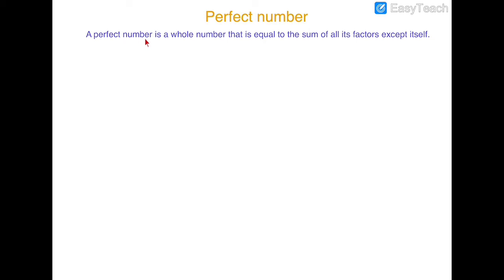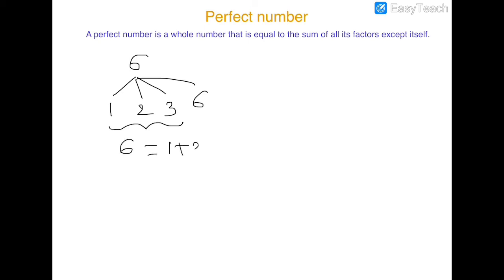Perfect number. A perfect number is a whole number that is equal to the sum of all its factors except itself. You can understand by its example. For example, 6. If you take the factors of 6, 1, 2, 3 and 6 are the factors. But what is a perfect number? Except itself, we have to sum the remaining factors. Then again we should get the same number. So 6 equals 1 plus 2 plus 3. So this is a perfect number.